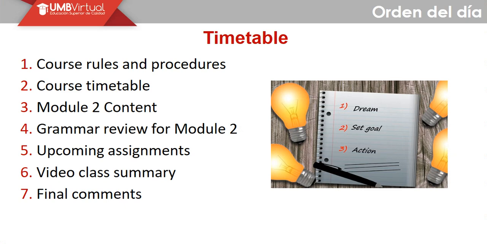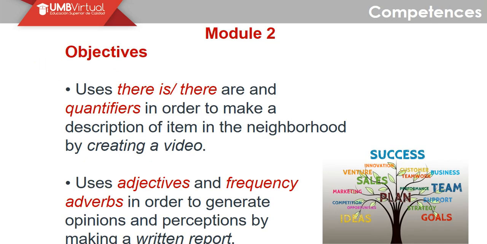So here we have our timetable. The first part is going to be about the course rules and procedures, which you already knew. The course timetable, the Module 2 content, the grammar review for this module, and coming assignments, video class summary, and final comments. Those are the different components of our timetable. To start, it's important to take into account the objectives of this session. For Module 2, we have different kinds of contents. Pretty much, we are going to look at the words which are in red.